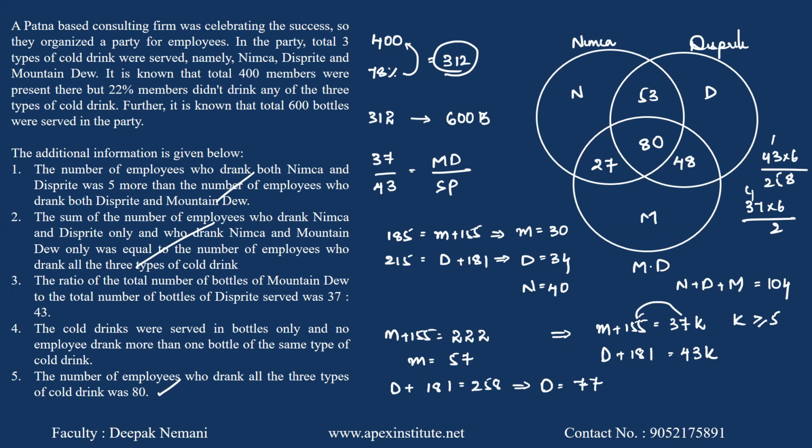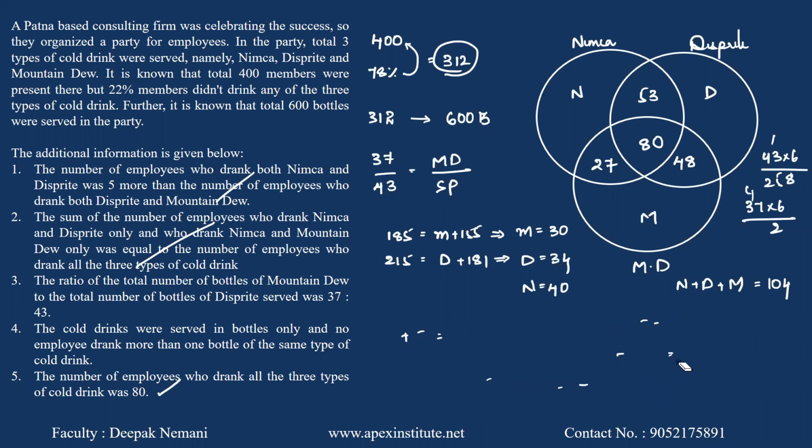Okay. Now m is equal to 57, d is equal to 77. What will be the value of n? 104 minus 57 minus 77. Now can we have the value of n in negative? No. Because n is the number of persons drinking only in income, so that cannot be negative, isn't it? Okay, so this case is not possible, so k cannot be greater than or equal to 6. So the only value of k that satisfies this is when k is equal to 5.